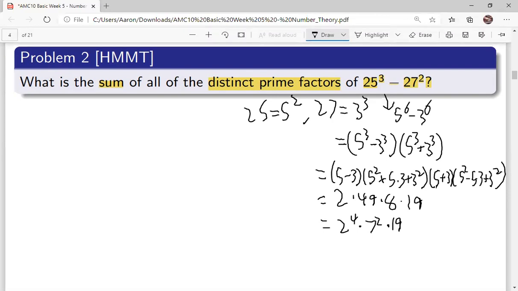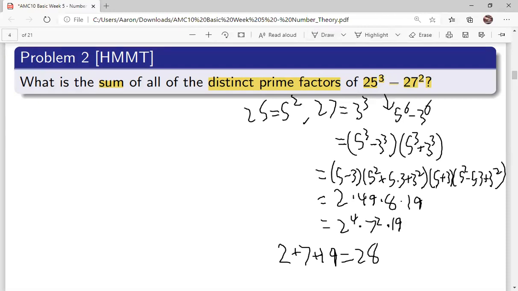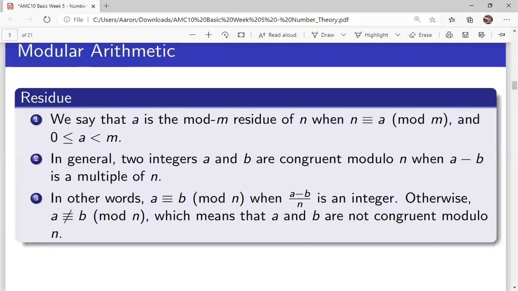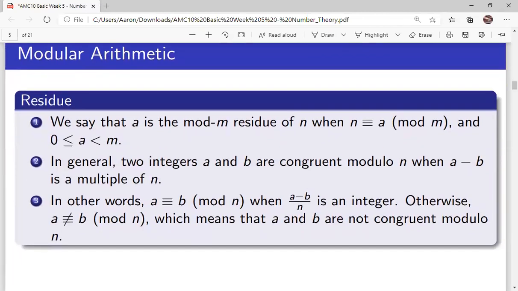And so you want the sum of all the distinct prime factors. And so the distinct prime factors are 2, 7, and 19. And when you add these up, the sum is 28. So does anyone have any questions? All right. If not, I'm going to move on to modular arithmetic.